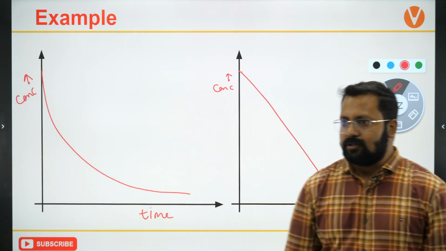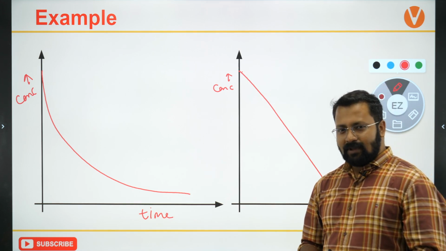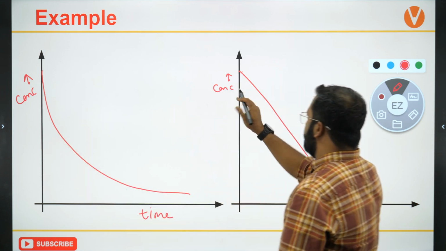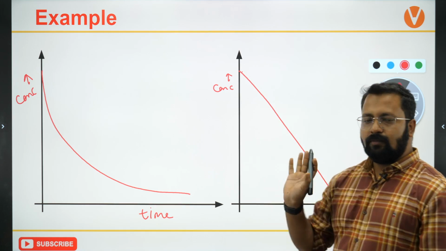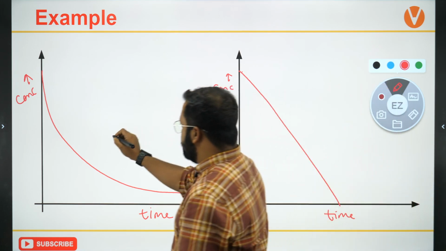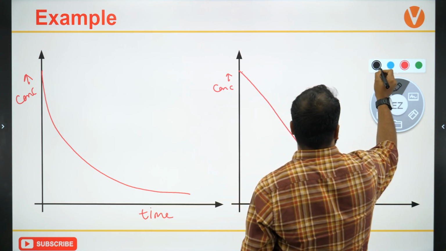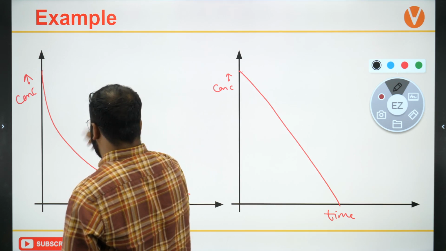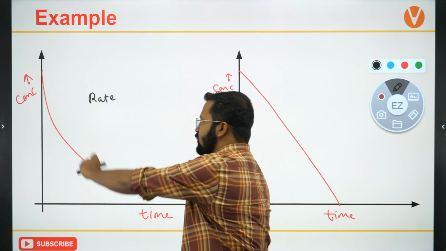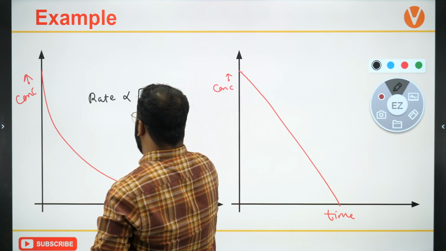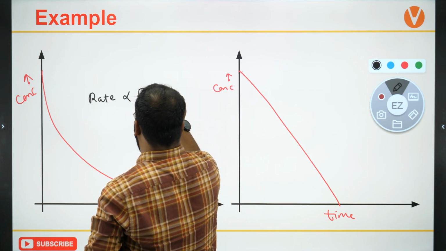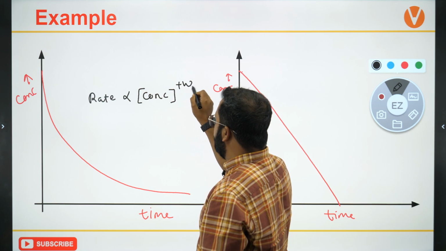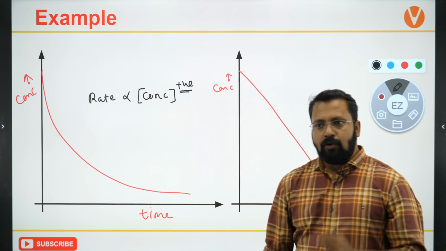So you will get two types of plots. For concentration versus time, you will get this kind of a plot. Okay, so my point is, for this kind of a plot, if I try to relate the rate of change of concentration with respect to the amount of substance that is taken, can I say this will be a positive value? This power will be a positive value.